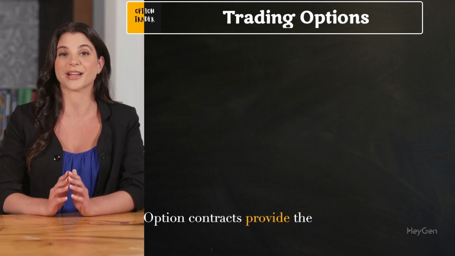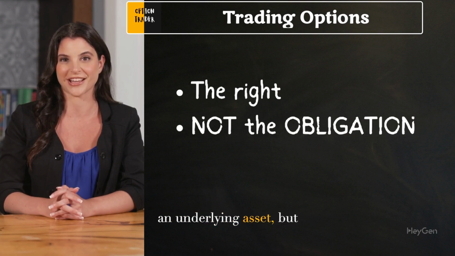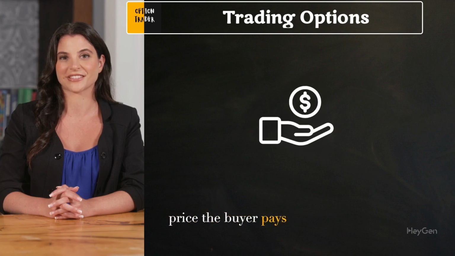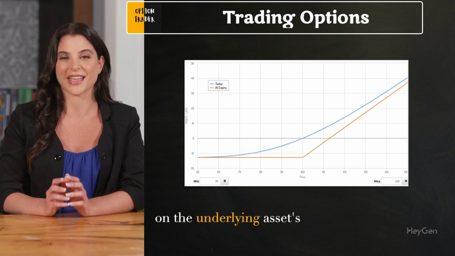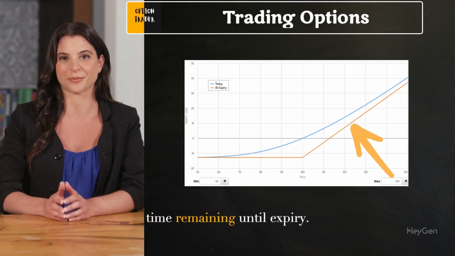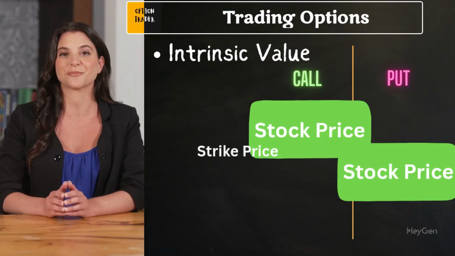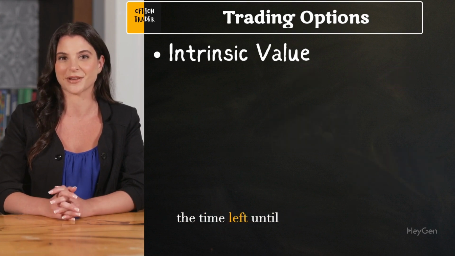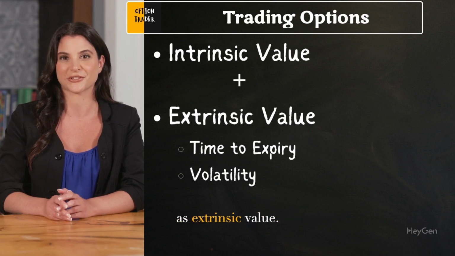Option contracts provide the buyer with the right, but not the obligation, to buy or sell an underlying asset. But this freedom comes with a fee. This fee, or the price the buyer pays the seller, is called the premium. The change in the option premium is based on the underlying asset's price change and the time remaining until expiry. The premium consists of two components. One is the difference between the strike price and the underlying asset's current price, known as moneyness or intrinsic value. The other part is the time left until expiry, along with the associated volatility, referred to as extrinsic value.